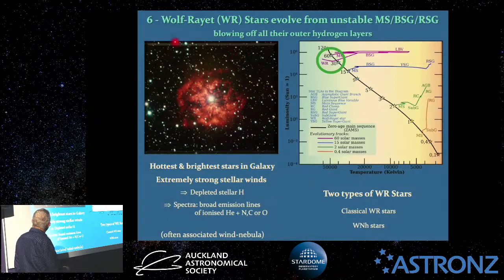They'll often, there's this one here too, have an associated what they call a wind nebula, and that's just ejected material that's all been cast off from it, and it's just all hanging around in a nebula type situation. There are two types of Wolf-Rayet stars, your classical Wolf-Rayet stars and your WNH stars. Let's have a closer look at those, because that's very important.